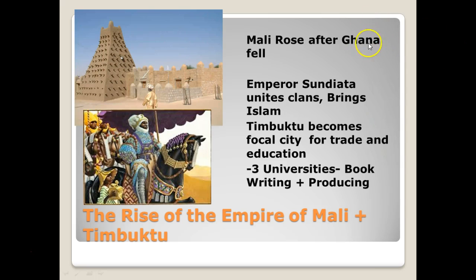Ghana was becoming Muslim too at this time, but Sundiata really establishes Mali as a very strong Muslim state. Now it becomes Muslim, but it also becomes a mix of cultural diffusion. They take some traditional African elements and mix them with their Islam. So Timbuktu becomes a major focal city for trade in the Mali Empire.